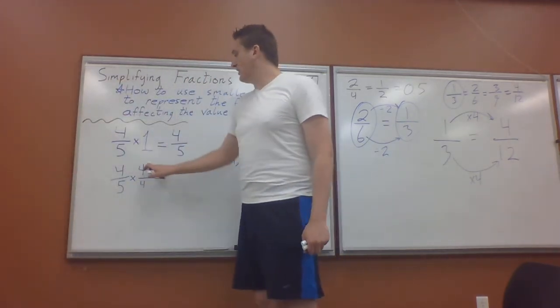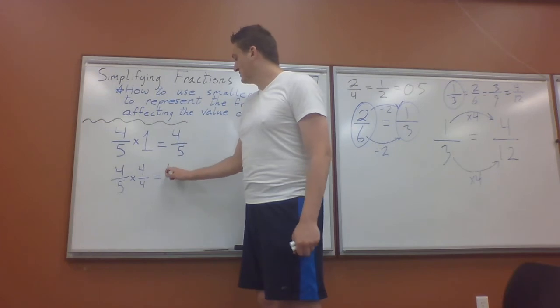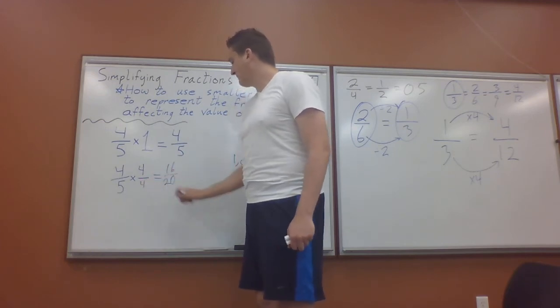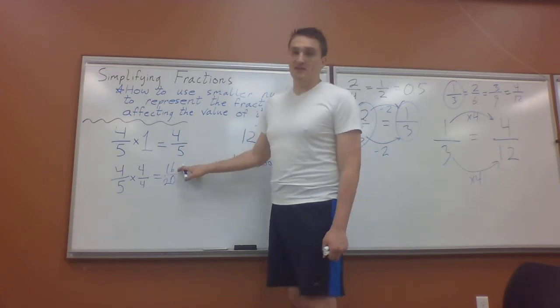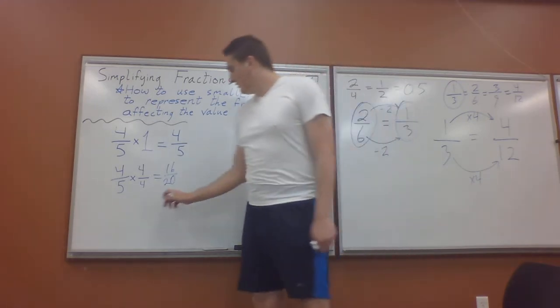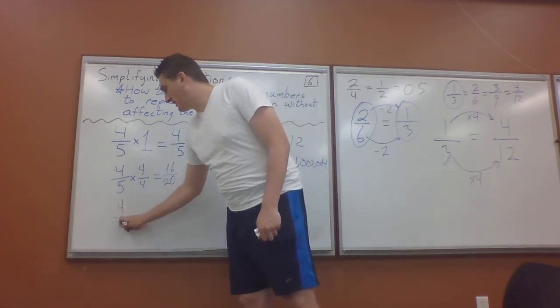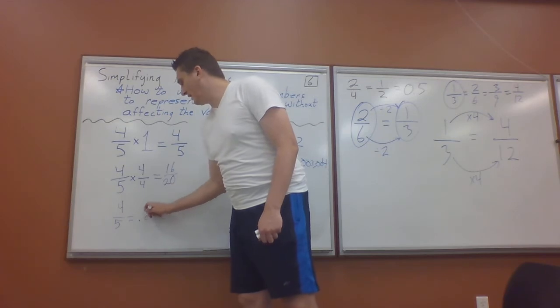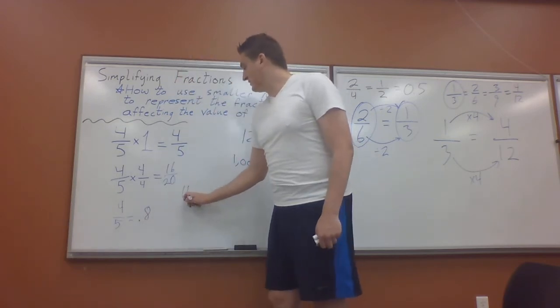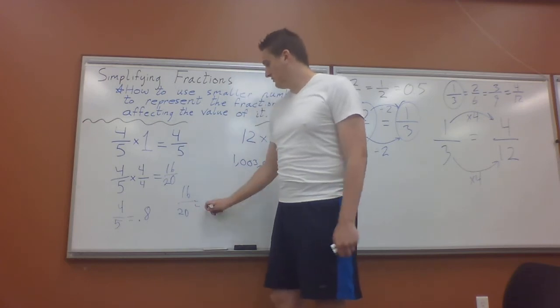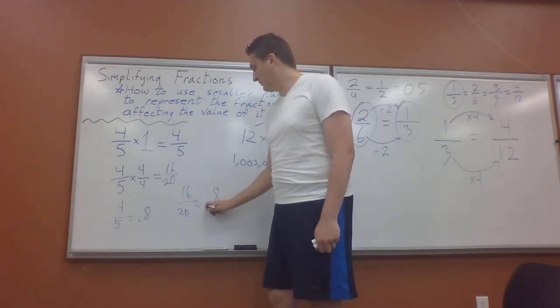What's 4 times 4? 16. What's 5 times 4? It's 20. 16 is going to be 4/5 of 20. How do we know that? Well, 4/5, and you can check me on the calculator here, is going to equal 0.8. 16/20 is going to equal 0.8.